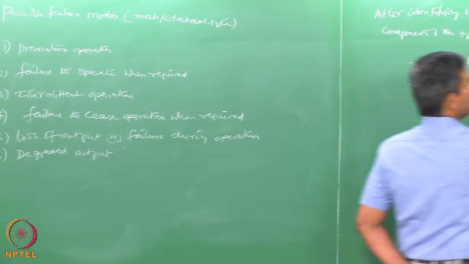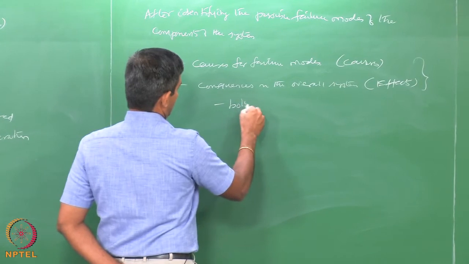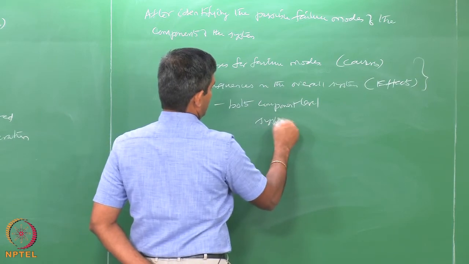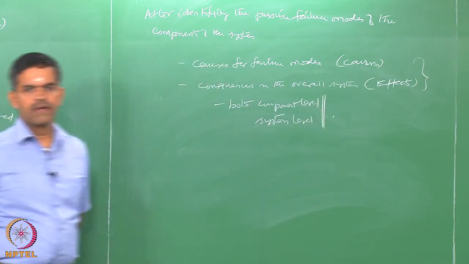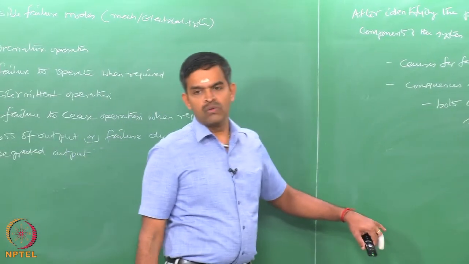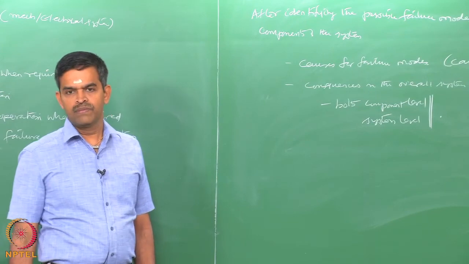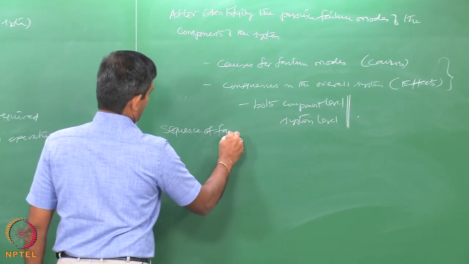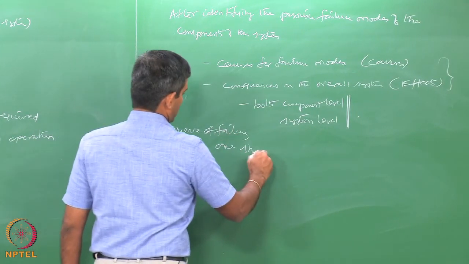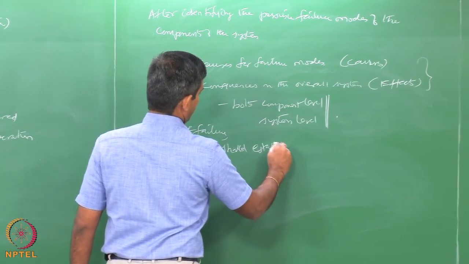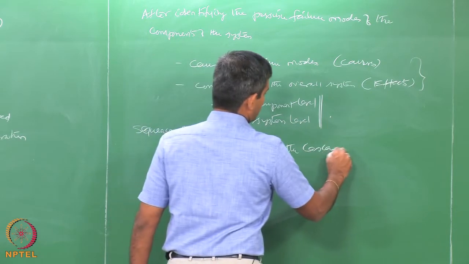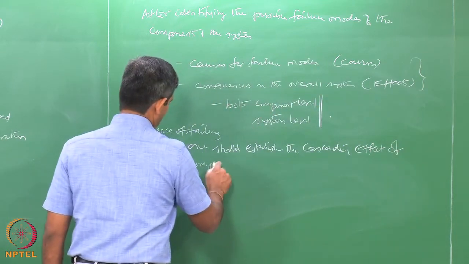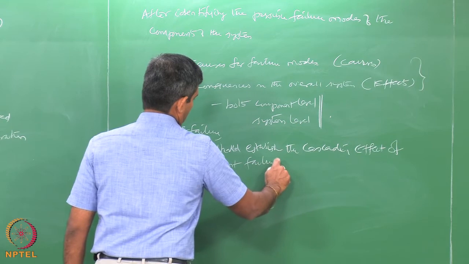Now, the causes and consequences should be looked at both component level and system level. So, this will help you to really find out the sequence of failure. So, if you really wanted to find a sequence of failure, one should establish the cascading effect of component failure on the system failure.